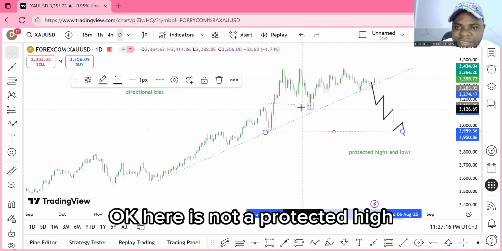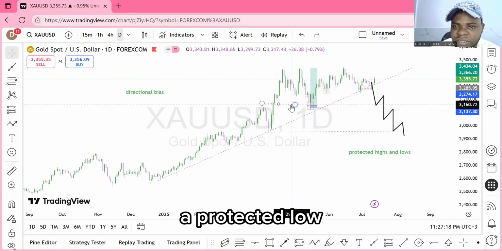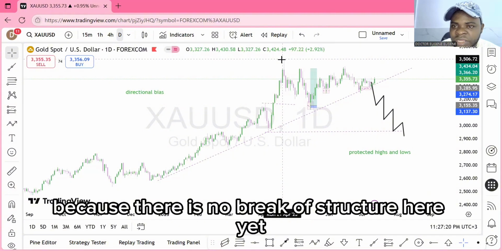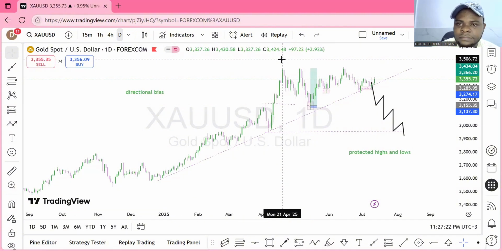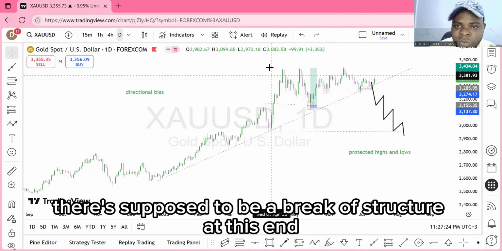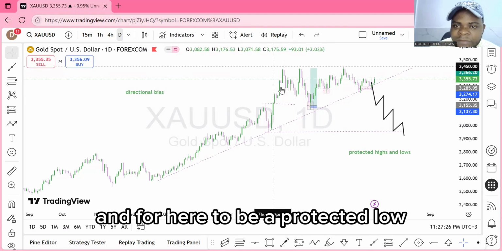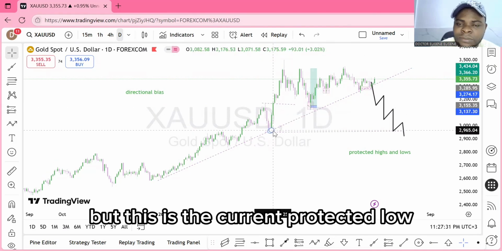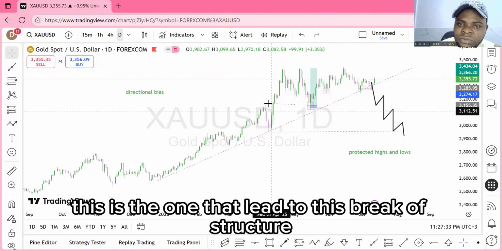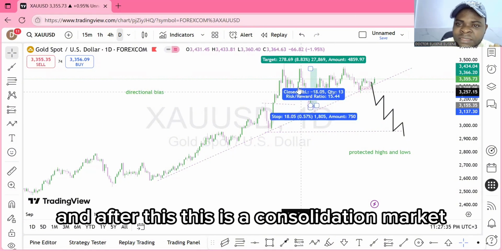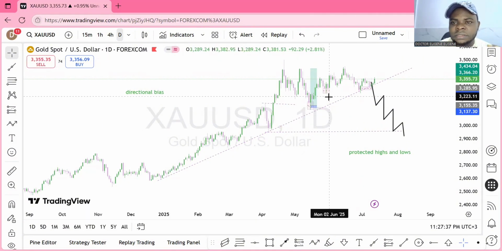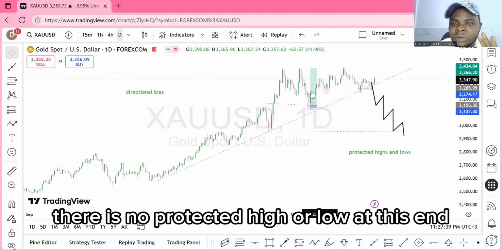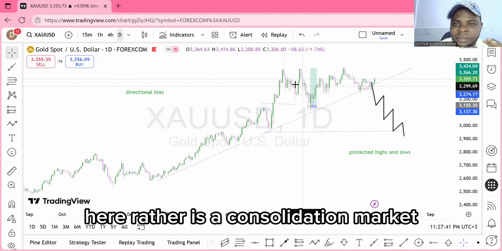Here is not a protected low, because there is no break of structure here yet. There's supposed to be a break of structure at this end for here to be a protected low. But this is the current protected low because this is the one that led to this break of structure. And after this is a consolidation market. There is no protected high or low at this end here. Rather, it's a consolidation market.